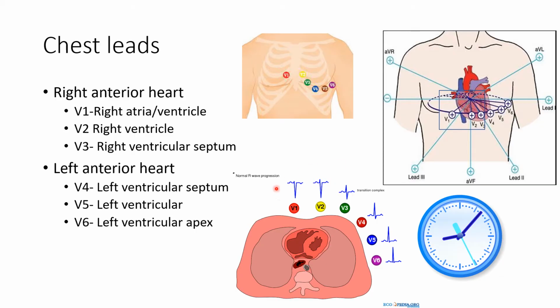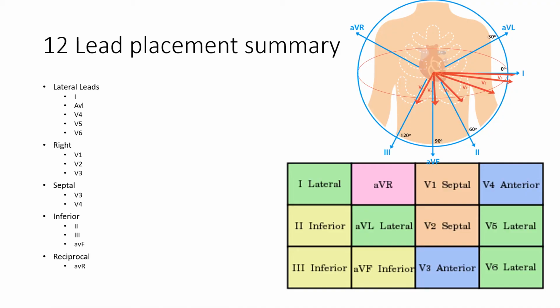And we have V1 through 3, which look at the right side of the heart, and V4 through 6, which look at the left side of the heart. Here's a summary of your 12-lead placement and the different vectors that they can detect the force of depolarization from. Our lateral leads are lead 1 and 2, V5 and V6.